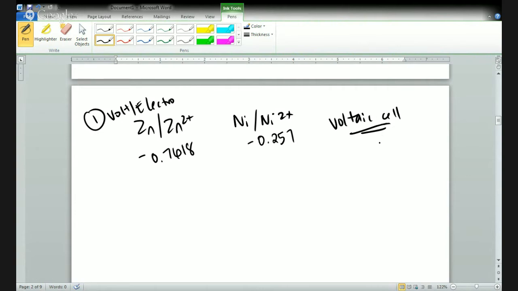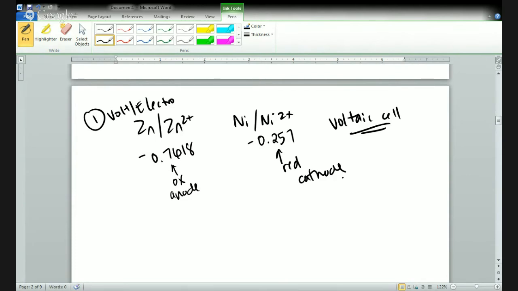So in the voltaic cell, what I want to do is have the number that's more positive be your reduction and the number that's more negative be your oxidation. Because these are both negative numbers, the more negative one does not want to happen as a reduction. It wants to happen as the oxidation. So this is what would oxidize, and this is what would reduce. In this case, this would be our anode, and this would be our cathode.